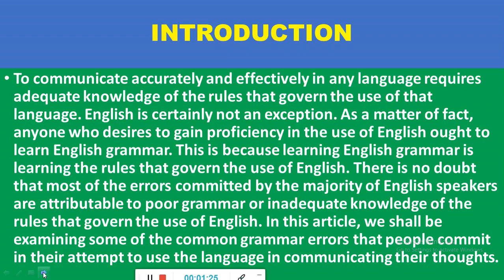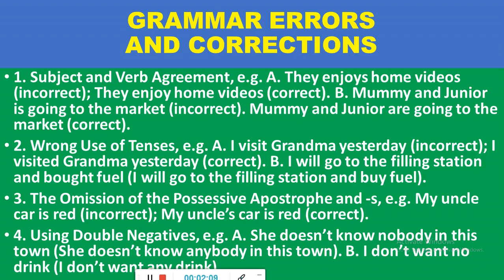There is no doubt that most of the errors committed by the majority of English speakers are attributable to poor grammar or inadequate knowledge of the rules that govern the use of English. In this video, we shall be examining some of the common grammar errors that people commit in their attempt to use language in communicating their thoughts. So we are going to look at 22 grammar errors that people commit, and by looking at these grammar errors, we learn how to speak and write English correctly.